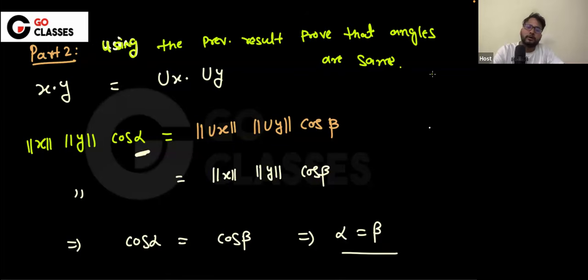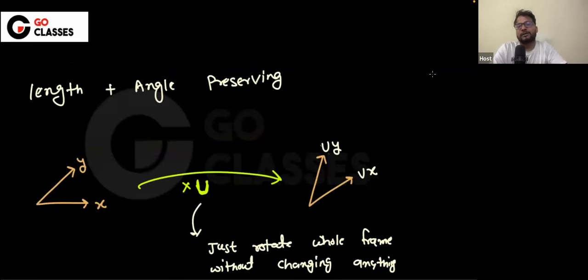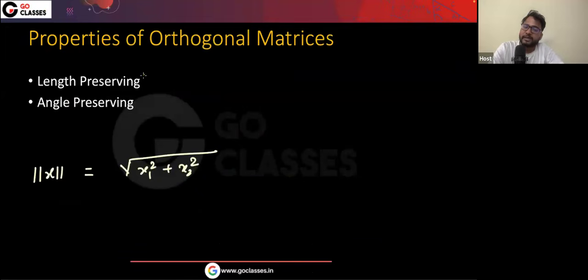So anyway, ultimately this is the important conclusion, that if you are having an orthogonal matrix, then it is just going to rotate the frame, that's all, it will not do anything else. As I told you, it is not too important, but it is okay to keep this thing in mind. So basically it is length preserving and angle preserving, right?